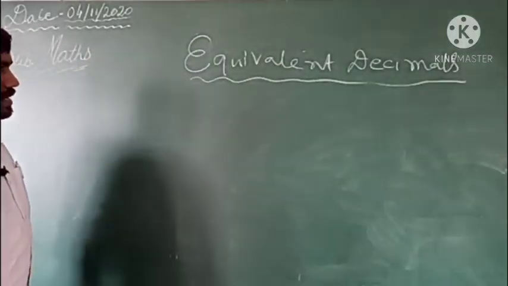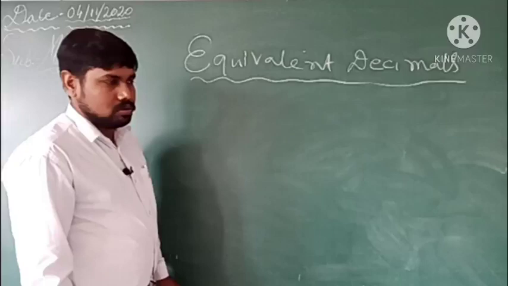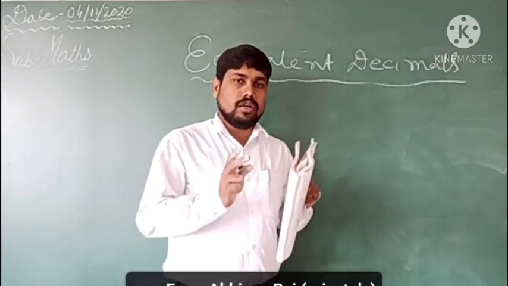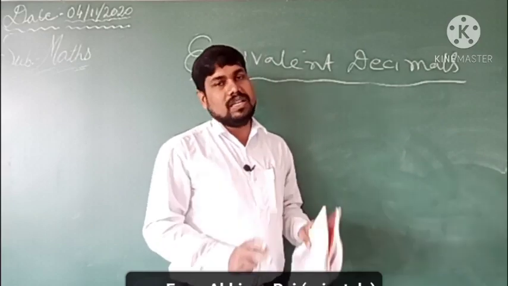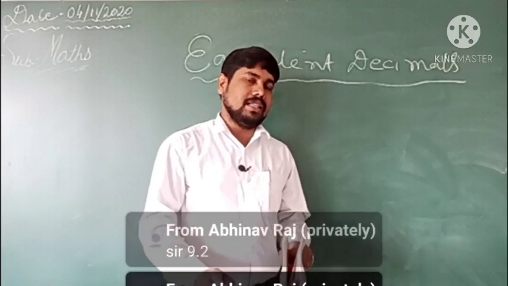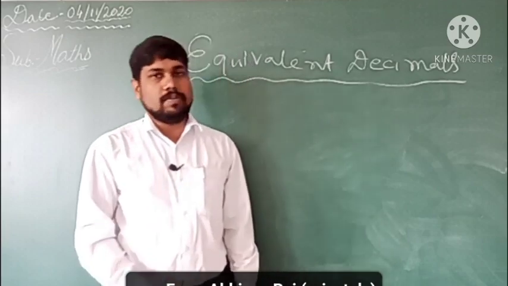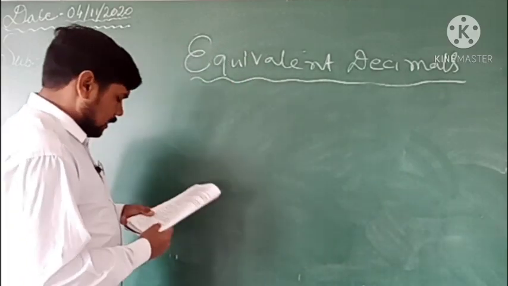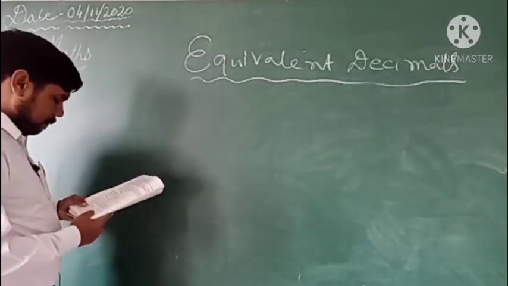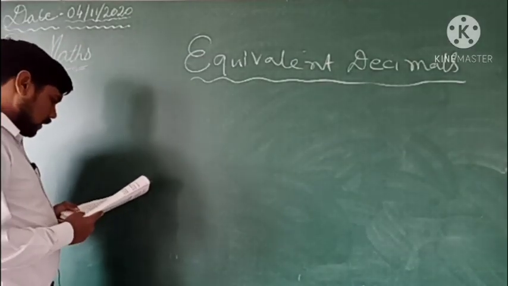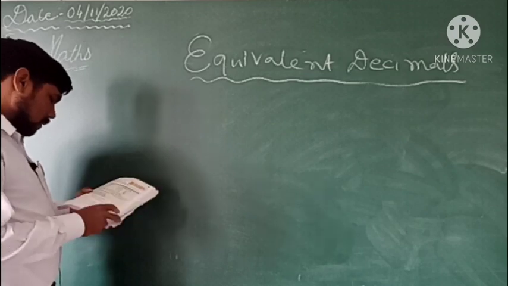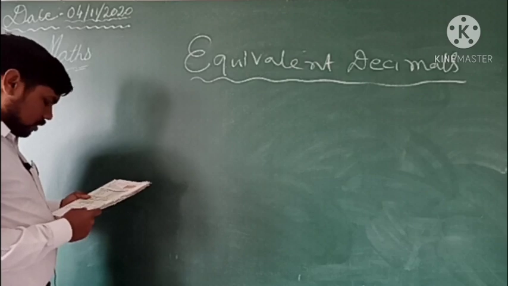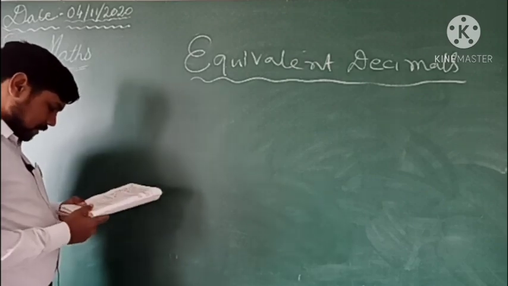So equivalent decimal means you have to keep the number of digits after the decimal the same. मतलब decimal के बाद जितने भी digit होंगे उसको सिर्फ आपको same रखने हैं. For example, we have some numbers which we have to write in equivalent form, or how can we write equivalent numbers. So for that we are taking some examples.